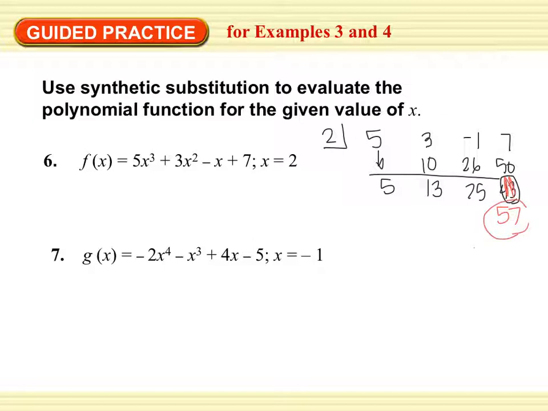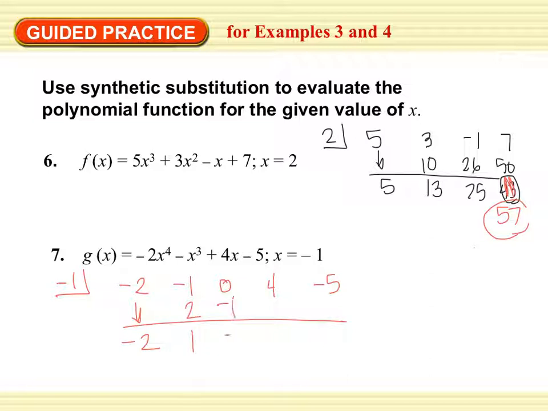Whew. Alright, we're already written in standard form. I've got a -2, -1, a 0x squared, don't forget your placeholders, 4x, and -5. We're plugging in a -1. Bring the -2 down, and we multiply. -1 times -2 is +2, and we add. Multiply and add, multiply and add, and multiply and add. -10 it is.